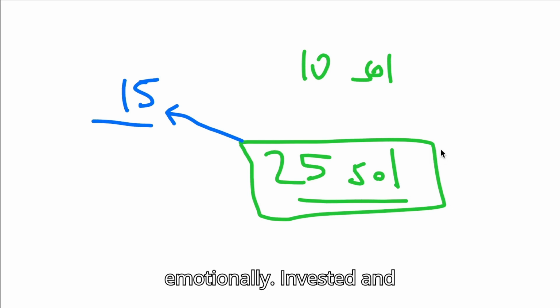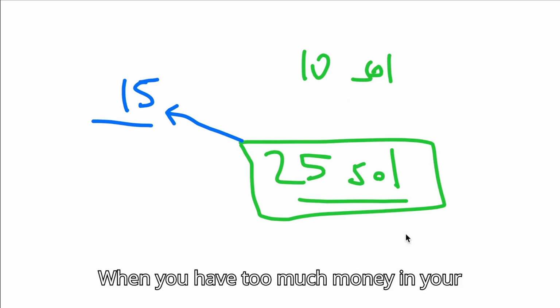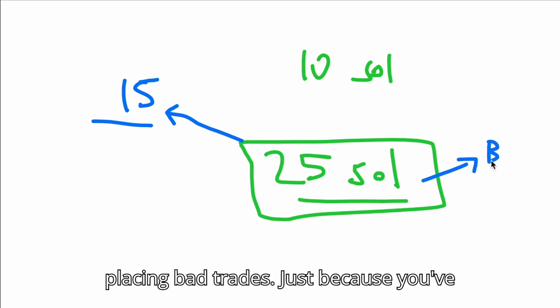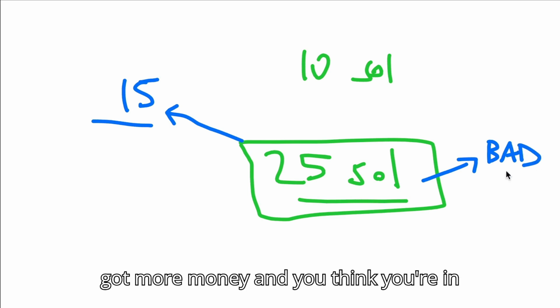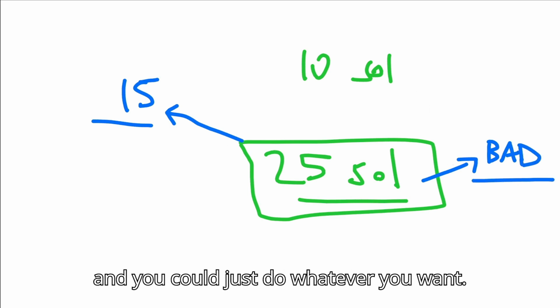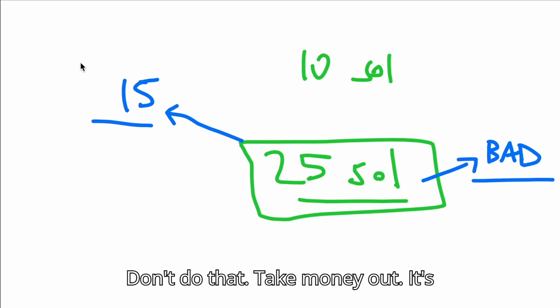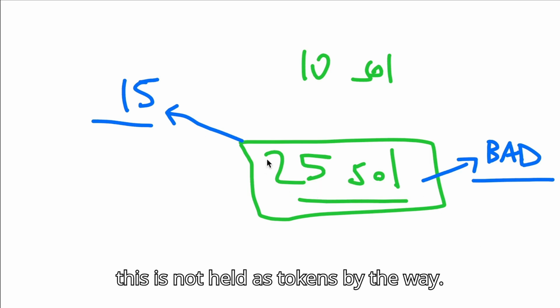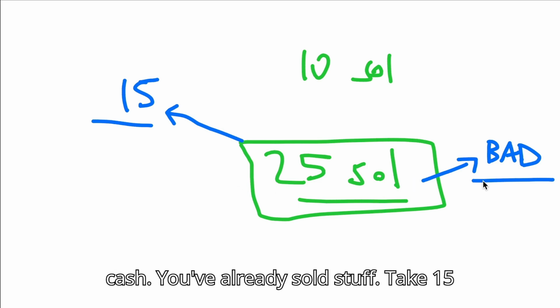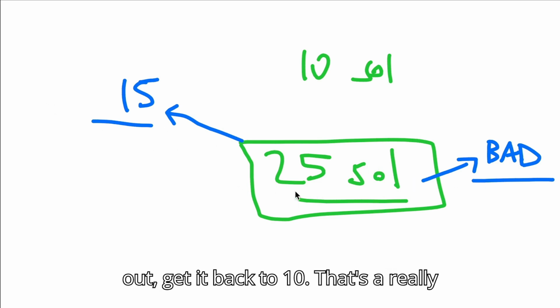So you don't get emotionally invested and struggle with other emotional problems. When you have too much money in your account, this is where you can start placing bad trades, just because you've got more money and you think you're in loads of profit and it's the house money and you can just do whatever you want. Don't do that. Take money out. This is not held as tokens, by the way. I'm assuming you've held it as Solana cash. You've already sold stuff. Take 15 out, get it back to 10.